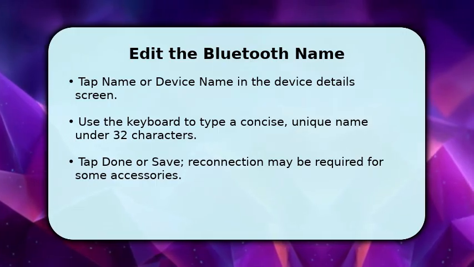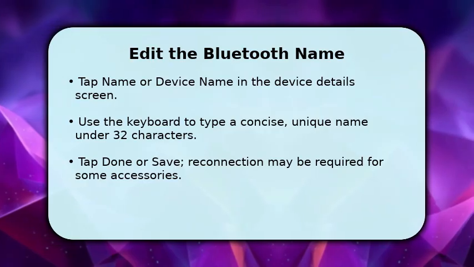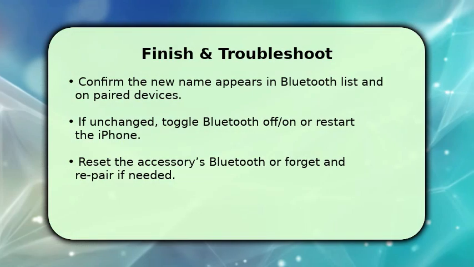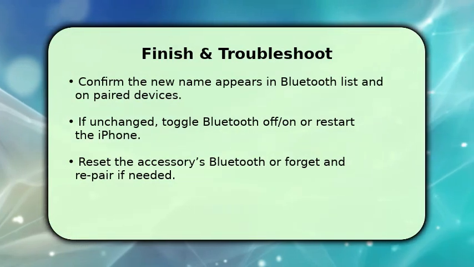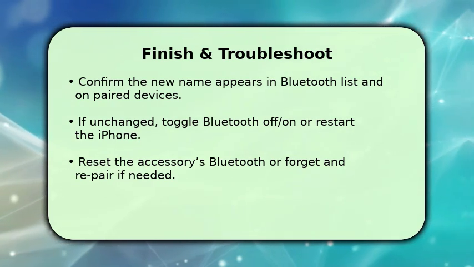If the accessory disconnects, reconnect it. Some devices need a fresh Bluetooth handshake to display the updated name in other devices and apps. Finish by confirming the new name shows in your Bluetooth list and on any other paired devices. This verifies the change propagated.